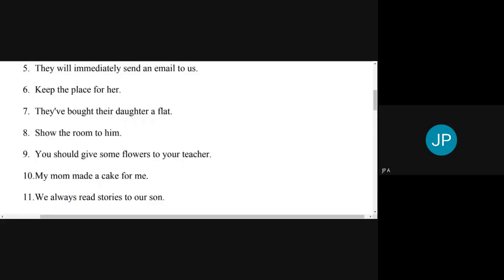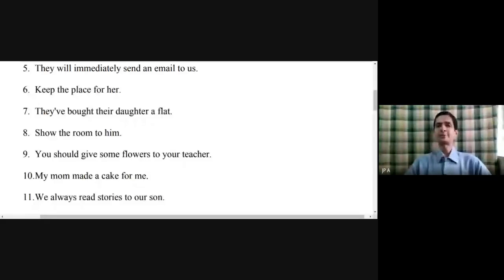My mom made cake for me. Made is the verb. Made what? That is the direct object. A cake. Yes, correct. A cake is the direct object.